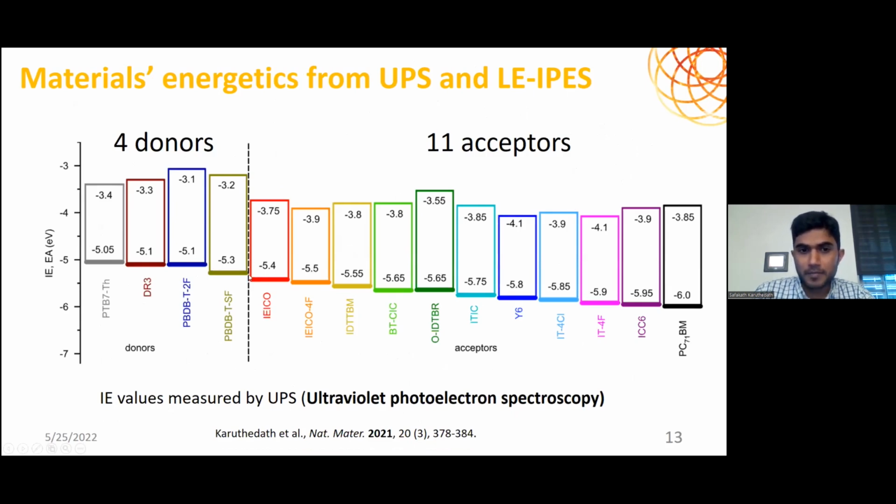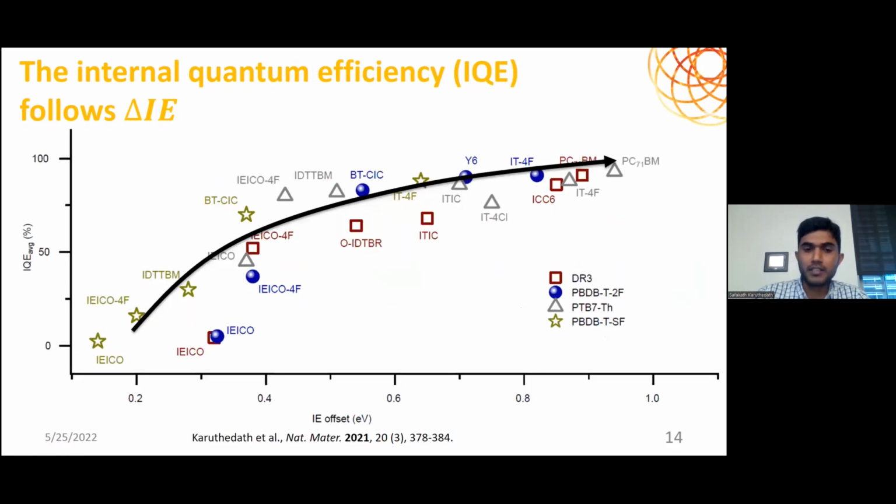And we found that as you keep increasing the gap between the donor HOMO and the acceptor HOMO, you can increase the charge generation to a certain level, then it becomes saturated. We measured the HOMO values of the neat material, not the blend. Plotting the IQE, internal quantum efficiency, against the HOMO offset of the neat material systems, you can find a nice correlation: it keeps increasing to a certain level, then becomes saturated. So this is the main finding.